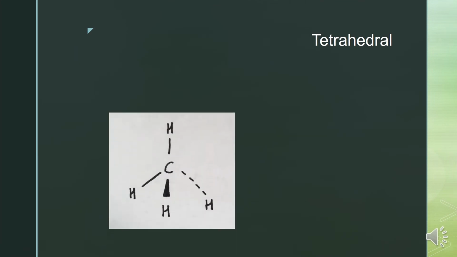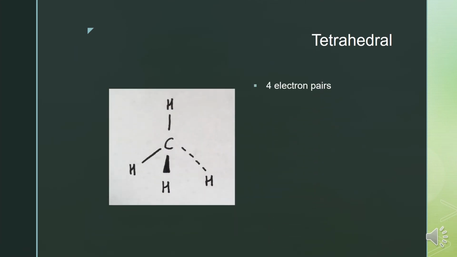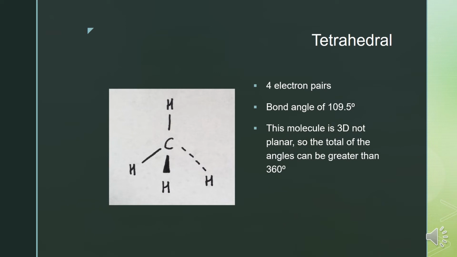Tetrahedral is the next shape you need to know, and this has four electron pairs and a bond angle of 109.5 degrees. You may have noticed in the previous two molecules that overall the bond angles add up to 360 degrees. However, as this is a non-planar 3D molecule, the total of the bond angles can be greater than 360 degrees. And just to explain the diagrams, the wedge represents bonds coming out of the page and the dashed line represents bonds going into the page. This example is methane, but another is silicon tetrachloride.